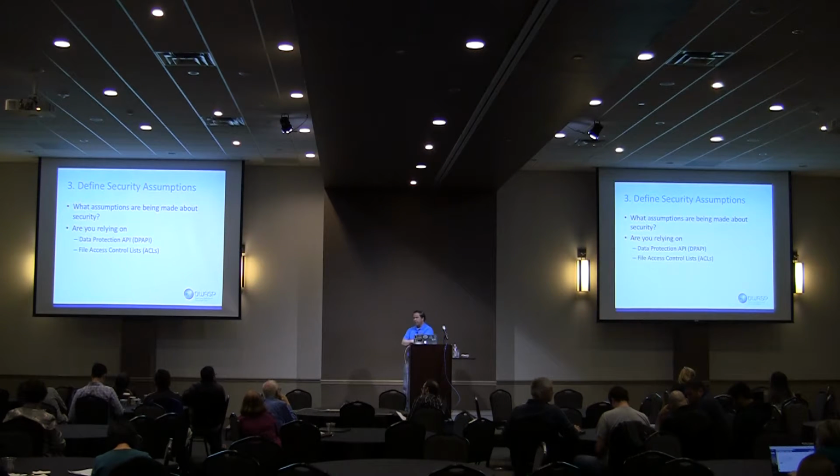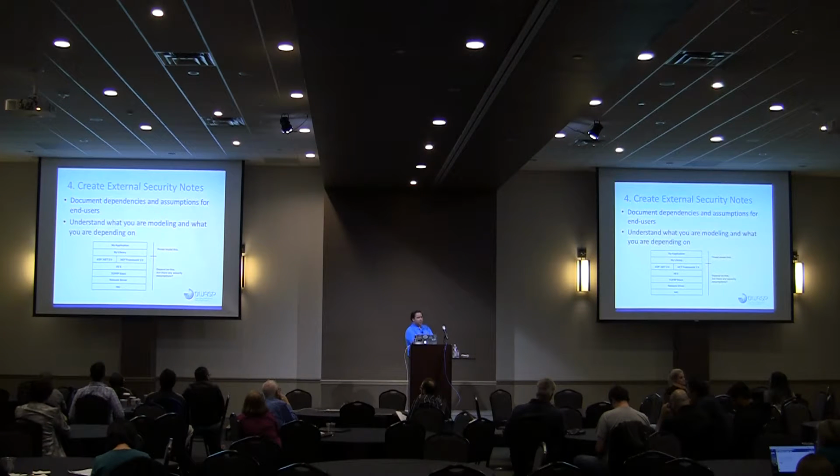We have to make those explicit assumptions, because if we're going to keep this platform up and running and safe, they need to be explicit. So then, we create external security notes. We document the dependencies and assumptions for our end users. And we use this to understand what we're modeling and what we're depending on.